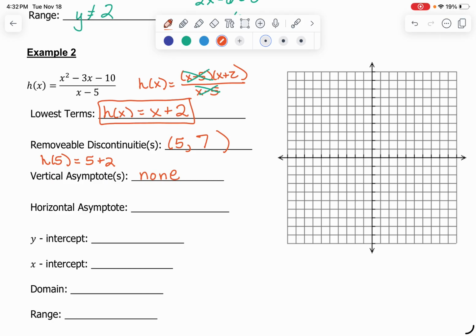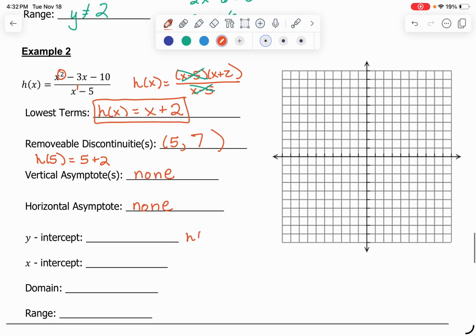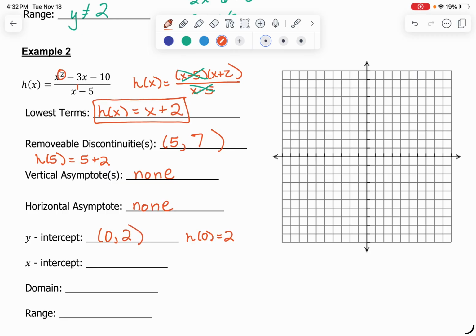If you want to look at the original, the degree on top is 2, the degree on bottom is 1, it's top heavy. So the top crushes the bottom, there are no horizontal asymptotes. The y-intercept, h of 0 equals 2, so my y-intercept is 0, 2. My x-intercept is when this function equals 0, so x equals -2. So -2, 0. And the only issue I have is my hole at 5, 7. So I know that x cannot equal 5 and y cannot equal 7.